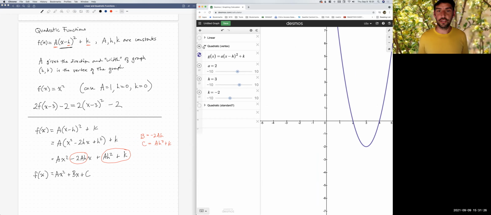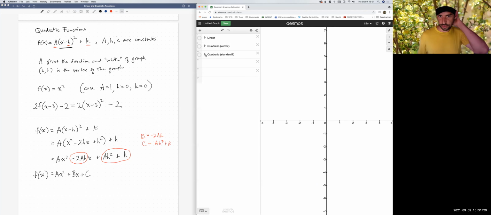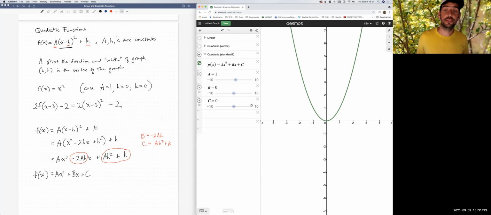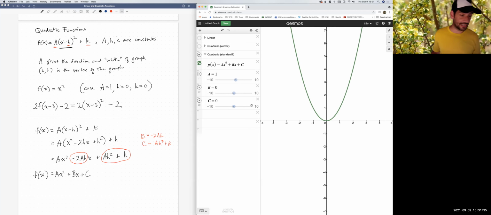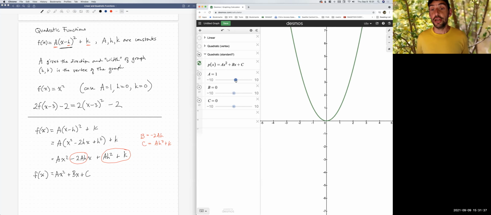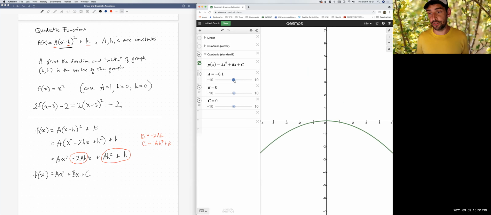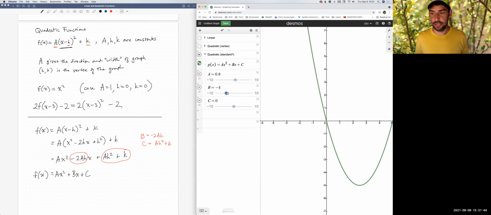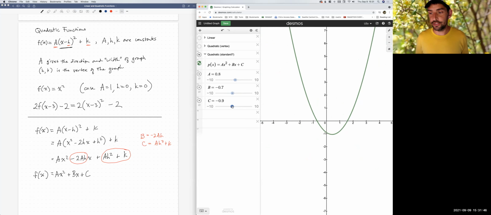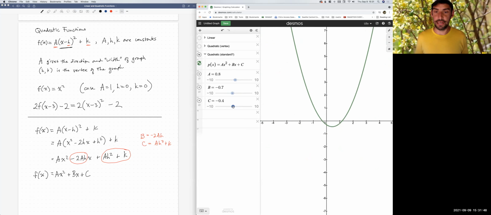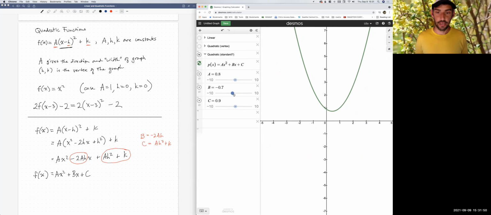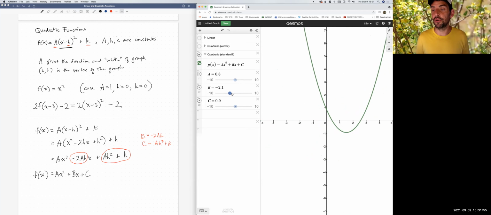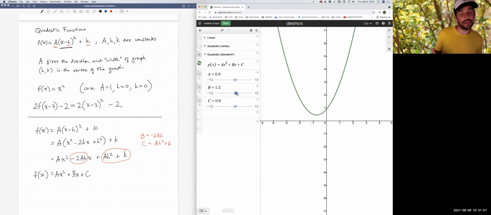So let's just take a look at this. Here's the case where a is 1, b is 0, c is 0. So that's again just f of x equals x squared. But as we change a, it has a similar effect. B and c still raise it up and down, but moving b around does kind of odd things to it, right? It's not as straightforward, which is why we have these two different forms.